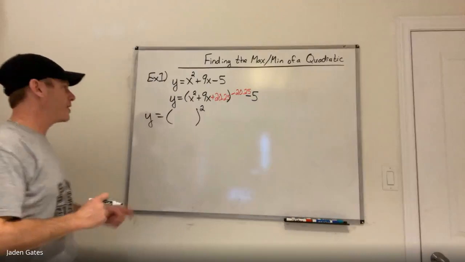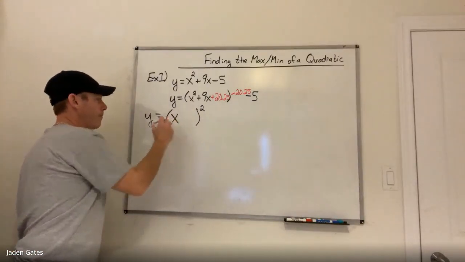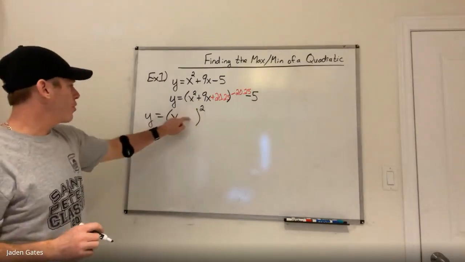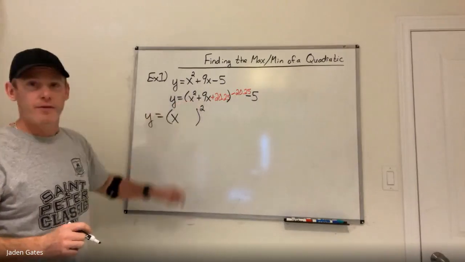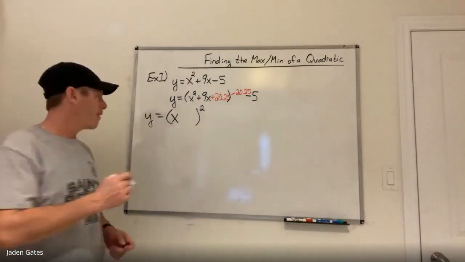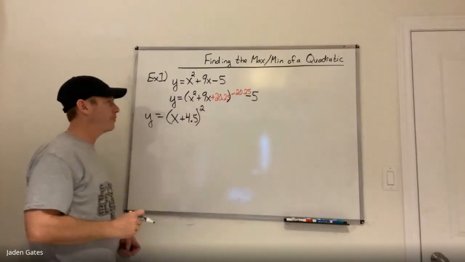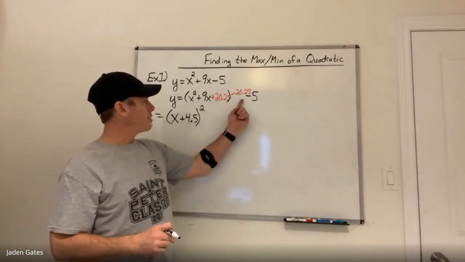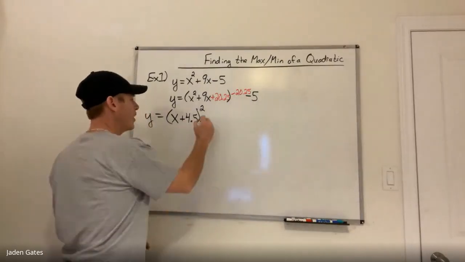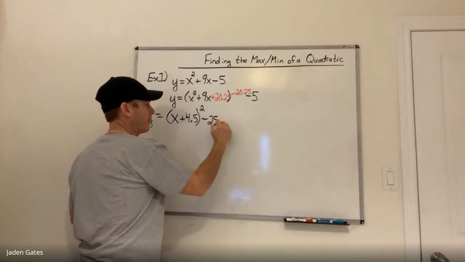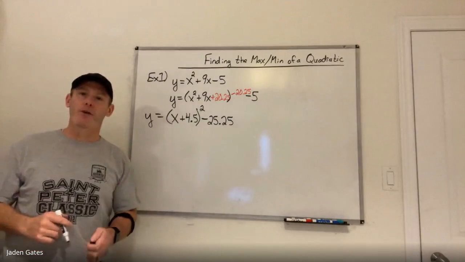I'm going to rewrite it as a binomial squared here. All right, so I'm going to have an x here. And again, to figure out what goes in the brackets here, I take half of my number that's in front of the x, so I have a positive 9, so half of that number is positive 4.5. I figure out the leftover amount. And so I have a minus 20.25 minus 5. Well, that's minus 25.25. Now, that thing is in vertex form.